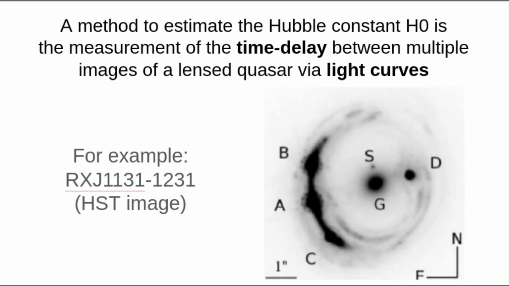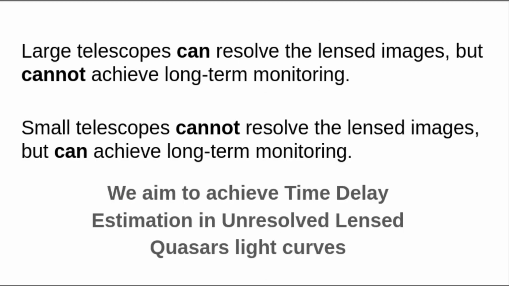A common method to estimate the Hubble constant is the measurement of the time delay between multiple images of a lensed quasar via light curves. For example, this beautiful image of RxJ 1131. This image is taken from the Hubble Space Telescope. This can be done by surveys using large telescopes. These telescopes can indeed resolve the lensed images.